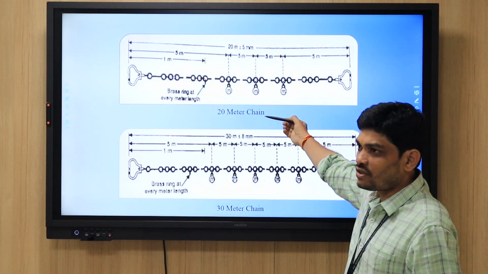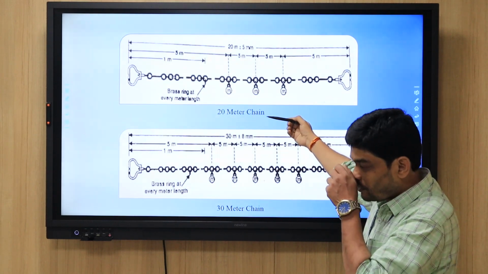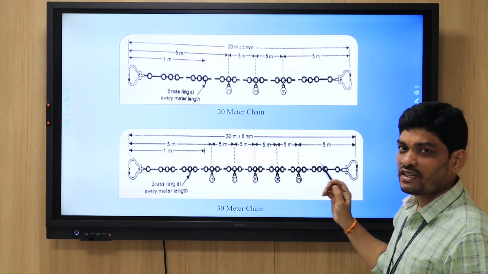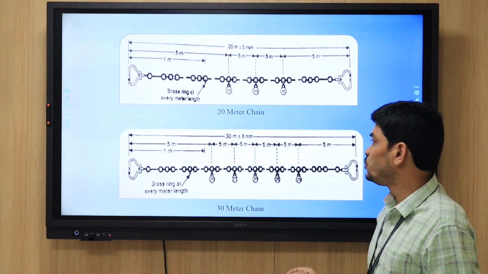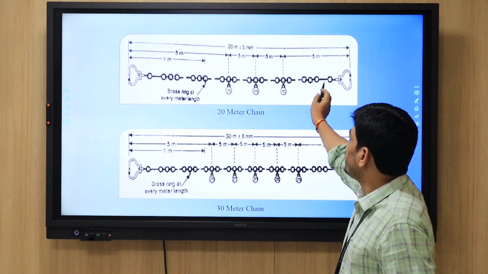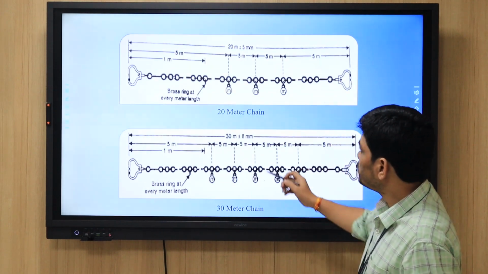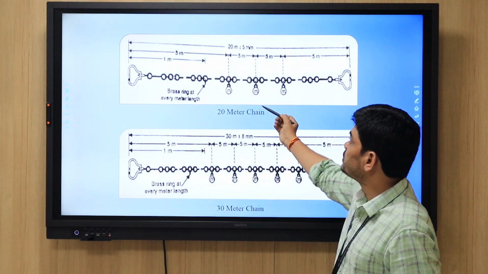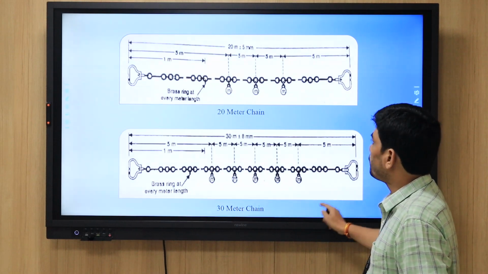If you want to measure 25 meters or 15 meters, observing these tallies makes it easy for us. That is why these tallies are kept. The material used for these tallies is brass only. The other material is stainless steel. These are brass rings. The error for this 20 meter chain is plus or minus 5 mm.